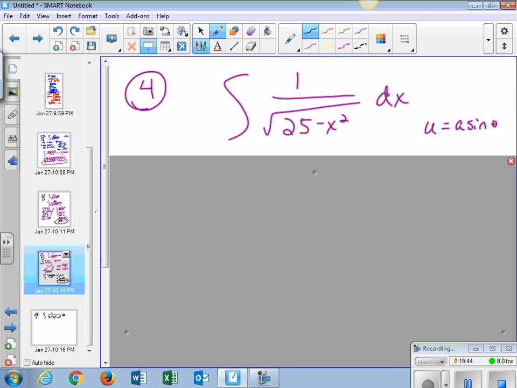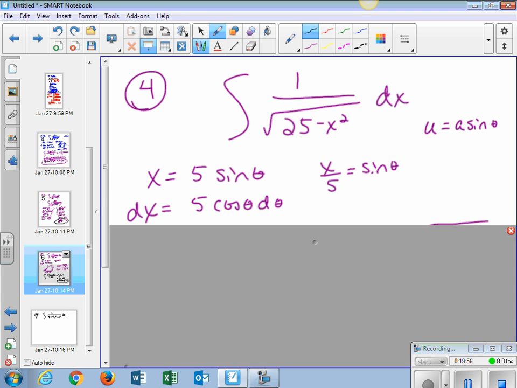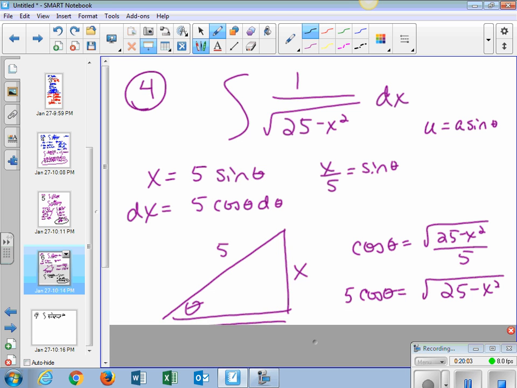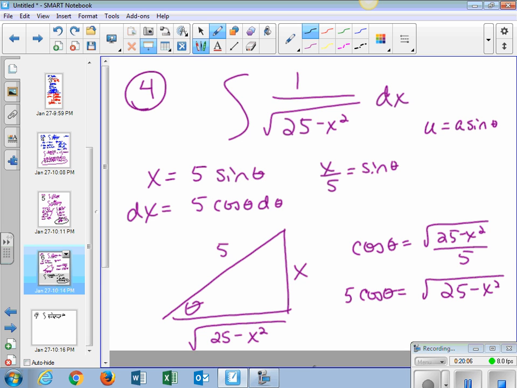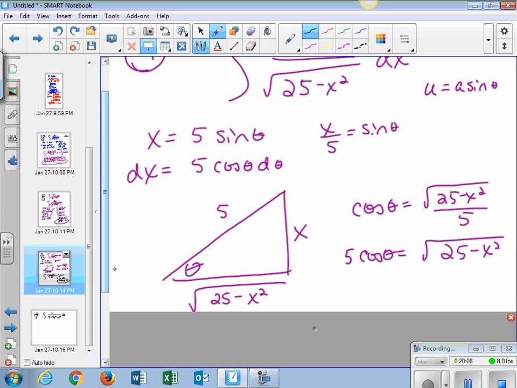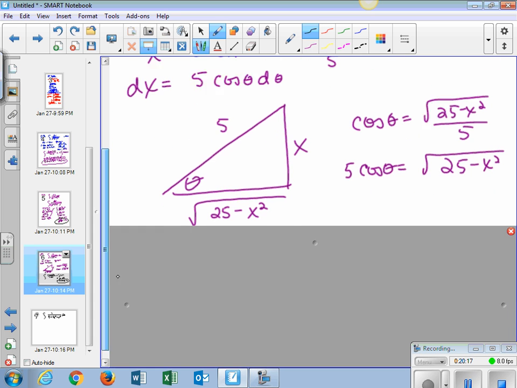Okay, and then example 4, I had the integral of 1 over the square root of 25 minus x squared dx, so I'm going to let x be equal to a sine of theta. That's what I'm thinking of. So x is equal to 5 sine of theta. So x over 5, if you're making your triangle, is going to be equal to sine of theta. So there's all my preliminary work on that. Dx would be 5 cosine theta d theta. So setting up my triangle, I get 5 cosine theta equal to that square root of 25 minus x squared. That's what I'm going to substitute in for that radical in my problem.